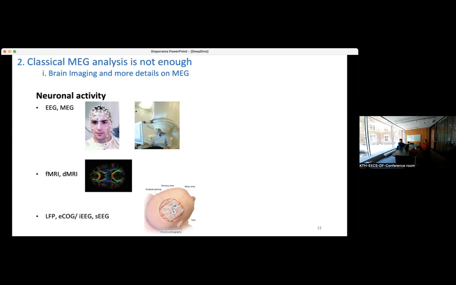And the last ones are the more invasive ones. So LFP is basically an electrode that you put in the brain, and ECoGs are electrodes that you put at the surface of the brain.